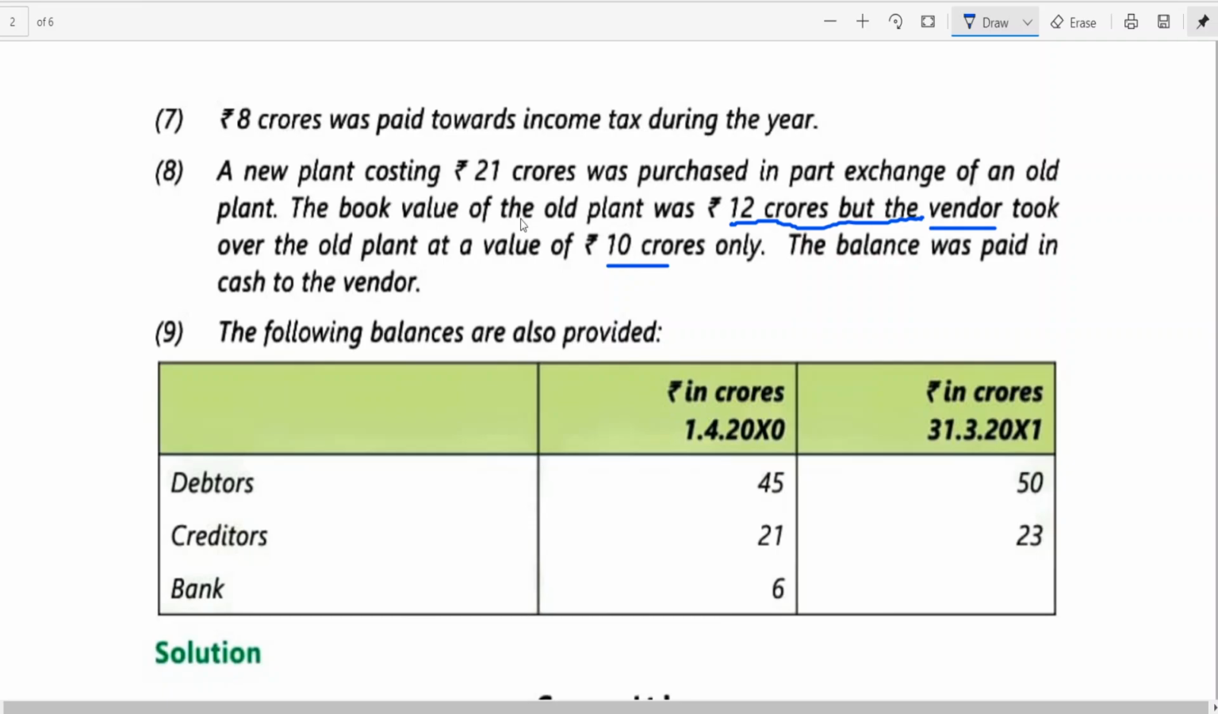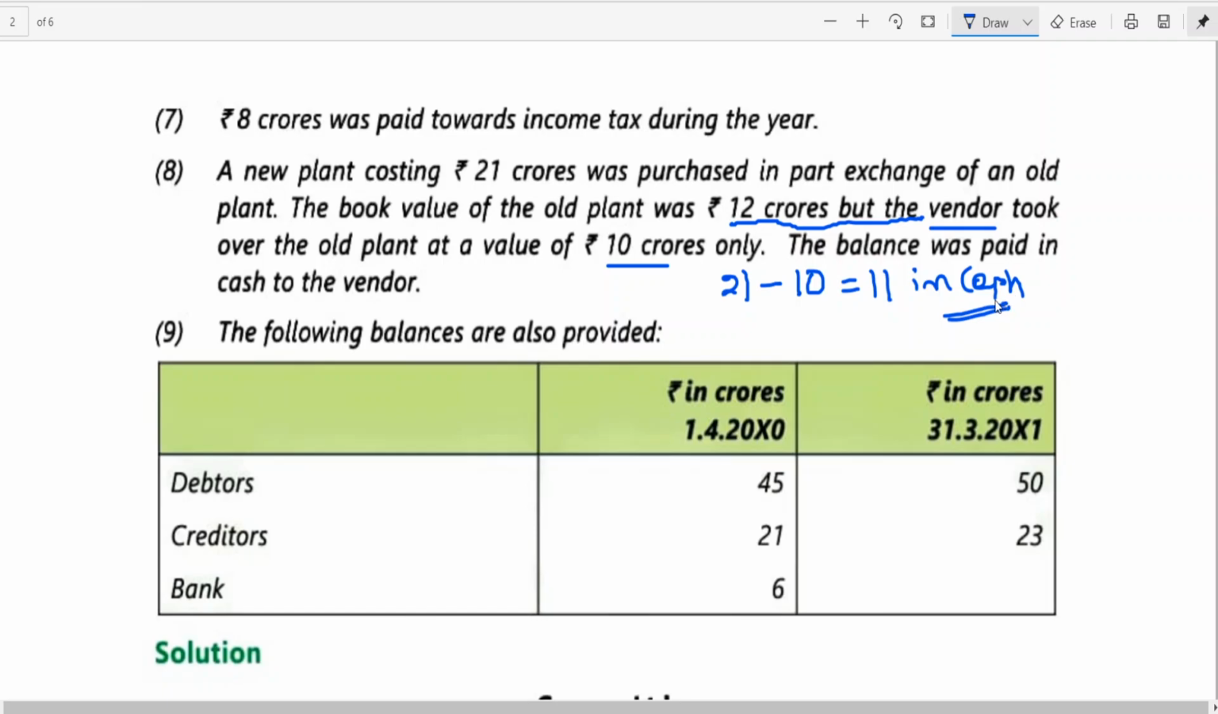So now out of 21 crores, he is adjusting your old plant of 12 crores for 10 crores. That means now what is the amount you need to pay? 21 crores the cost of the new plant, 10 crore worth of plant has been exchanged, so you need to pay 11 crores in cash. So this has been paid. Payment has been made. So this is to be taken as investing activity.